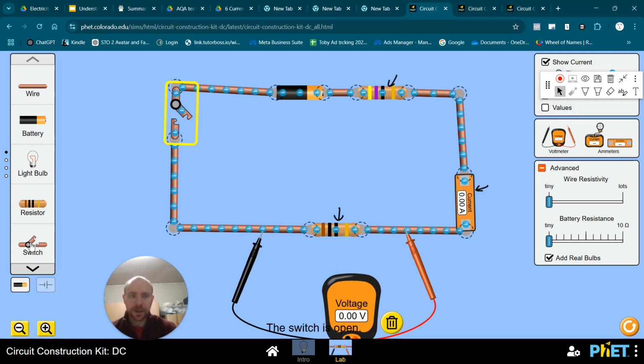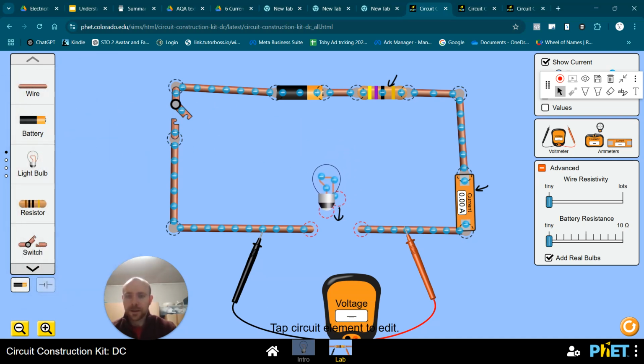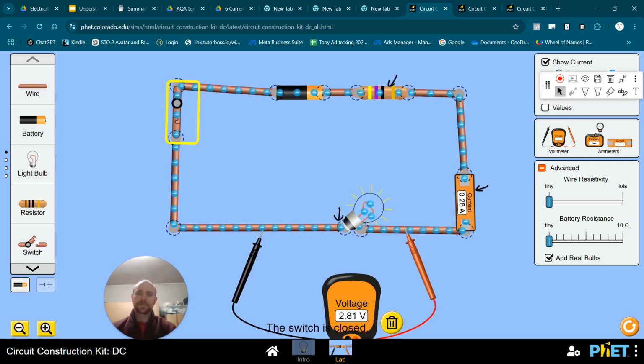Let me just quickly show you how I could do that. Just delete that there, and I could put in a light bulb instead if it's going to let me. I think I need to just shift that over. Okay, so now I can see that. I can close my switch.